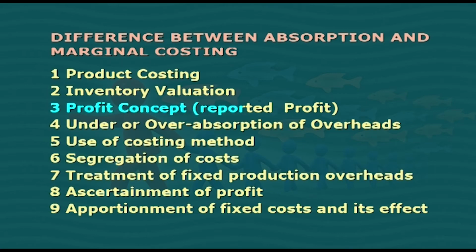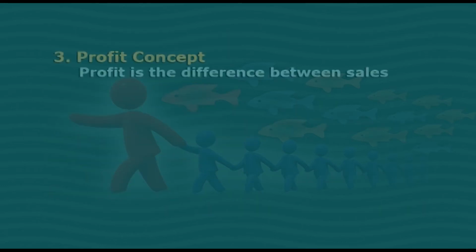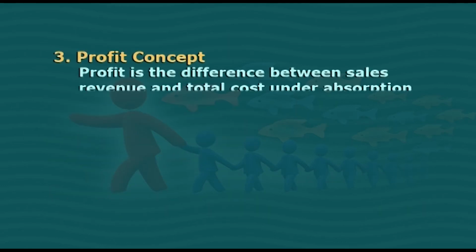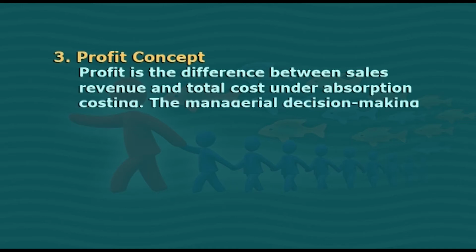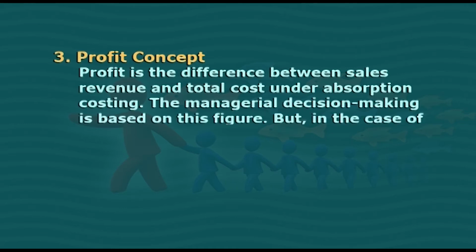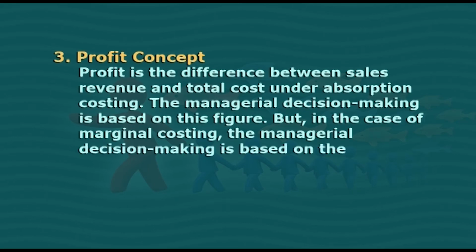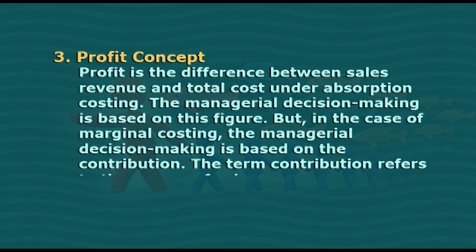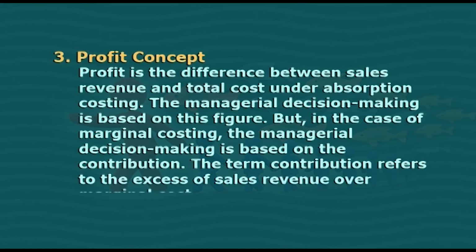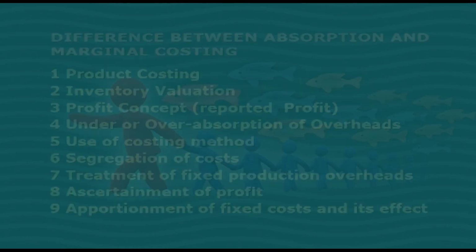Third point is profit concept. Friends, profit is the difference between sales revenue and total cost under absorption costing. The managerial decision making is based on this figure. But in case of marginal costing, the managerial decision making is based on the contribution. The term contribution refers to the excess of sales revenue over marginal cost.